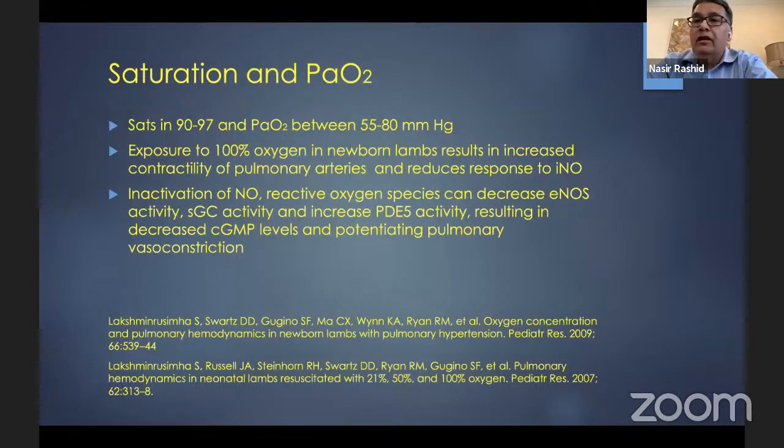the data from the newborn lambs, the reactive oxygen species are generated, and those reactive oxygen species can decrease the level of endothelial nitric oxide synthase, decrease the production of nitric oxide within the pulmonary endothelium, increase the phosphodiesterase 5 activity, so the cyclic GMP is degraded easily. And what it does is that it actually potentiates the pulmonary vasoconstriction. So oxygen in an optimal dose is very good, but giving it in a higher number is not going to help, because it will generate reactive oxygen species.